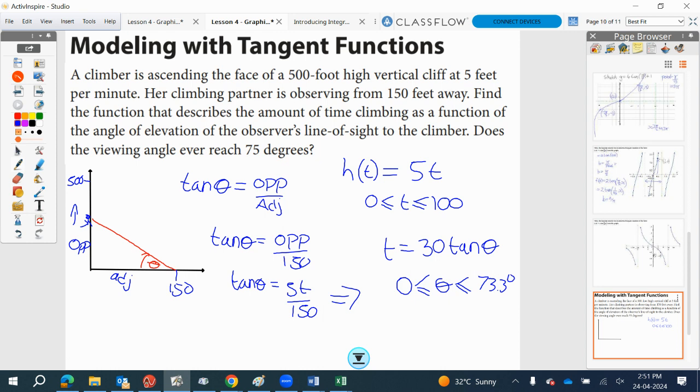So this goes up to 73.3 degrees. Why did you divide? Oh, so why did you do it? Does the viewing angle ever reach 75 degrees? No, that's outside the domain. I think give him a F just for that stupid question. That's 500 dollars.